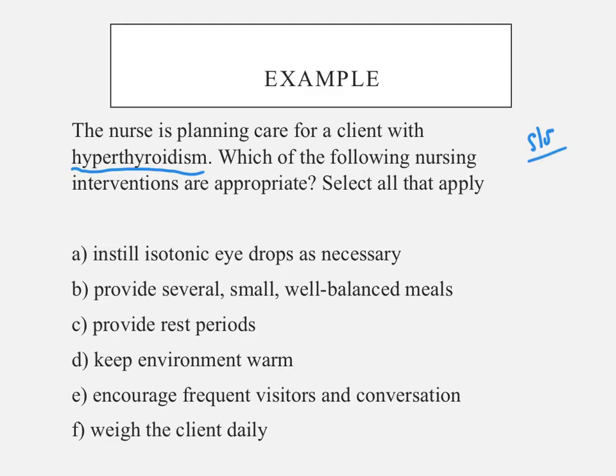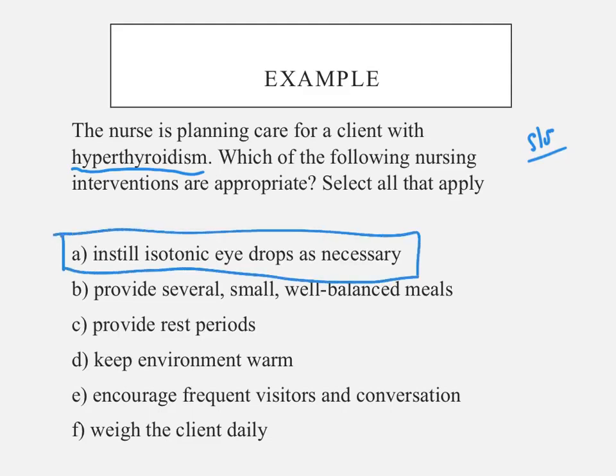So now you're going to look at each answer choice, okay? So you look at A, and A says, instill isotonic eye drops as necessary. So don't look at anything else. You're just looking at this. And you think to yourself, it wants appropriate, so it wants true responses. Would I instill isotonic eye drops as necessary for hyperthyroidism? And you would put true or false, or a check or an X. Or yes, I would do that, right?